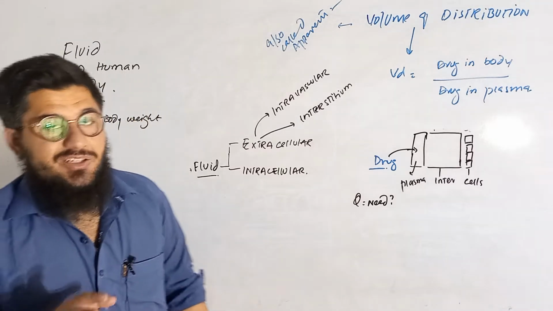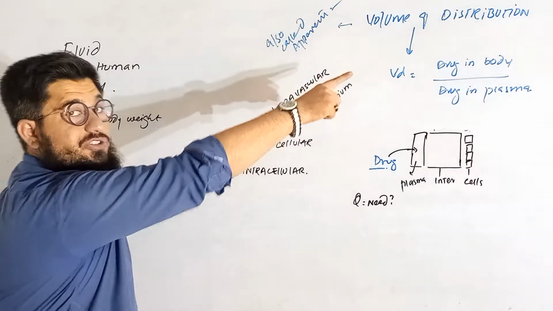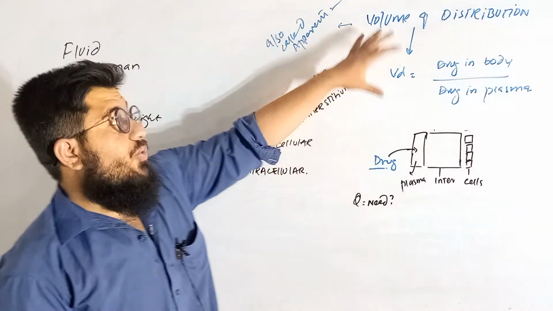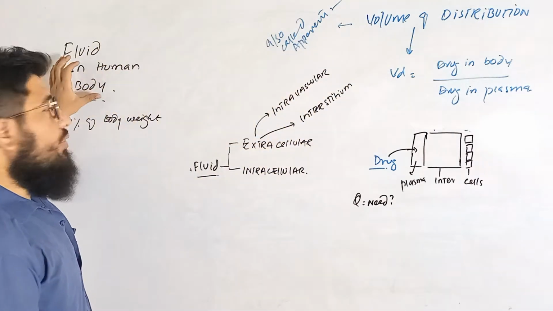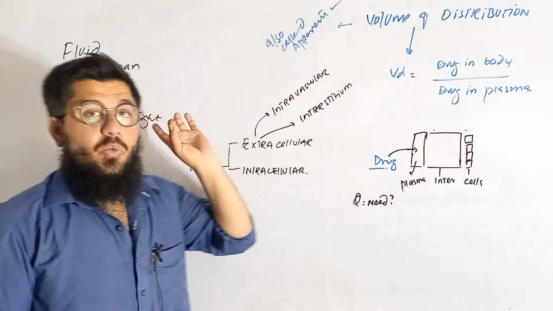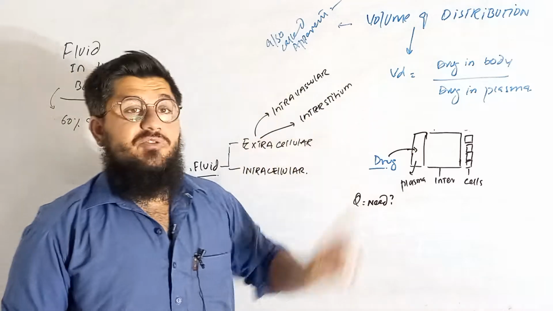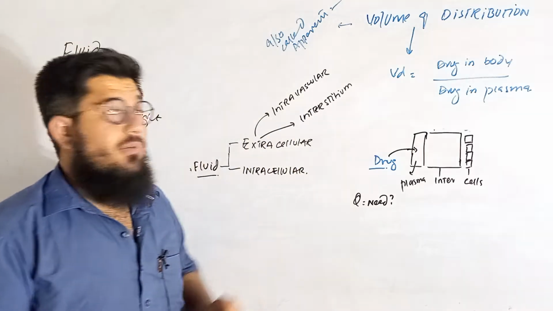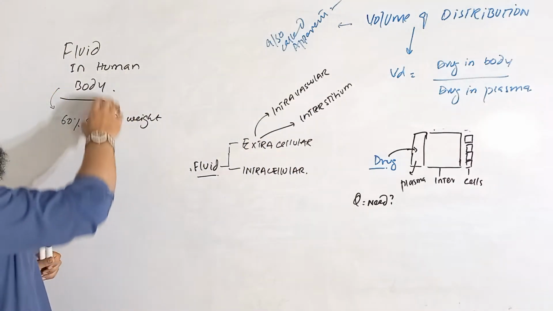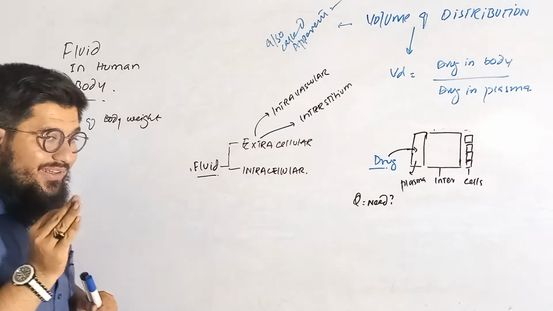The topic of today's discussion is the volume of distribution. In order to make this point clear, we will talk about the fluid in the human body. First of all, we must know about the fluids, and if we know about the fluids, then it is very easy for us to understand the topic, that is volume of distribution. So let us get started from the very first point, that is the fluids in the human body.